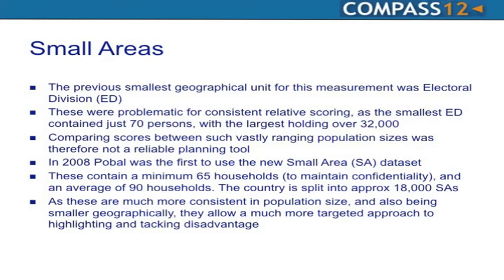So in 2008, our index adopted the new small area data. So these are much more consistent. It's an average of just 90 households in each small area. So it's now possible to isolate smaller pockets of disadvantage much more accurately.